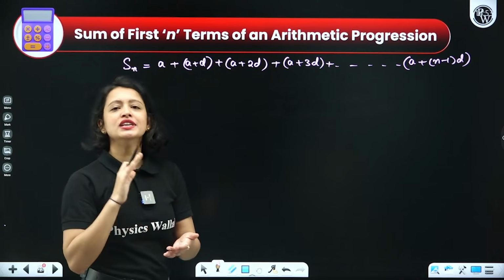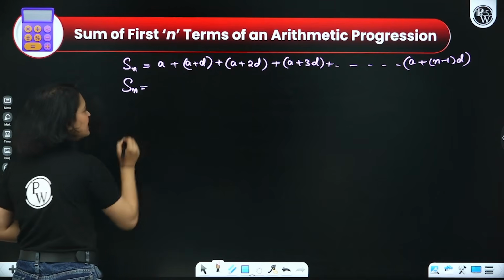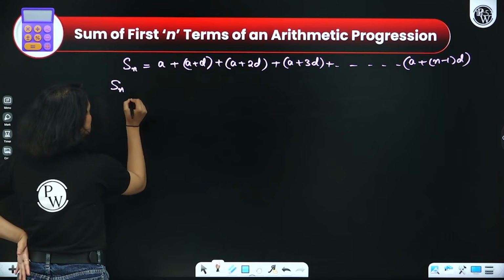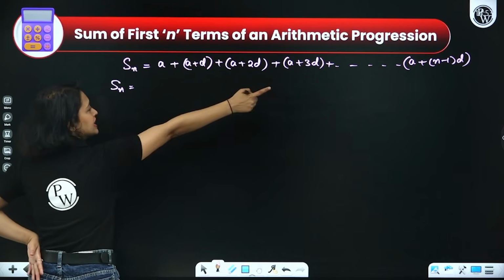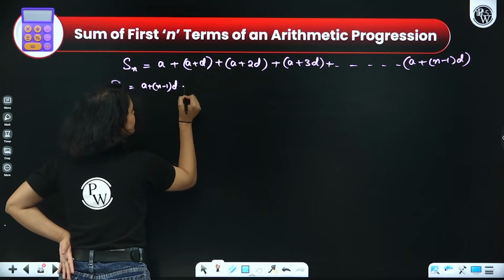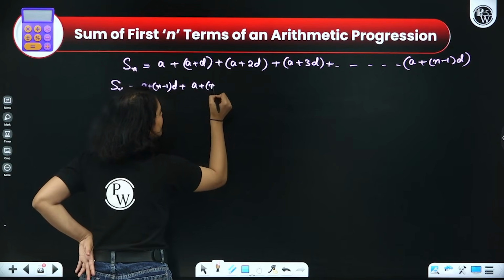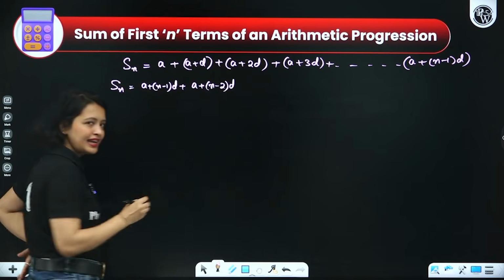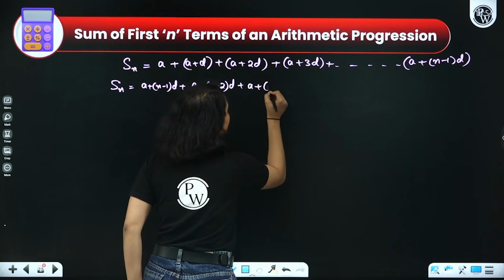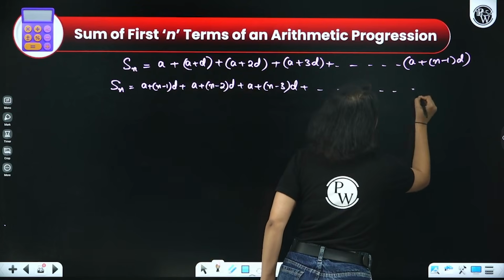Now, we are using the Gauss method and we are going to write the same thing but in reverse order. So, Sn is equal to, I'll write the last term first: A plus (n minus 1)D. Then, just below A plus D, I'll write A plus (n minus 2)D. This is the second last term, right? The third last term would be A plus (n minus 3)D. And so on and so forth. And finally, the last term would be A here.